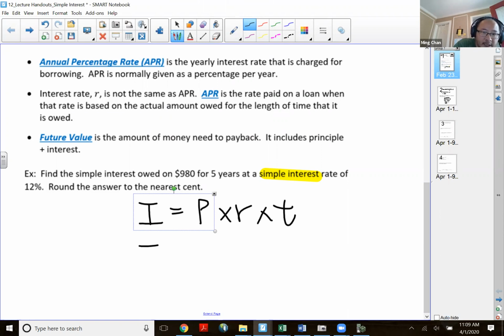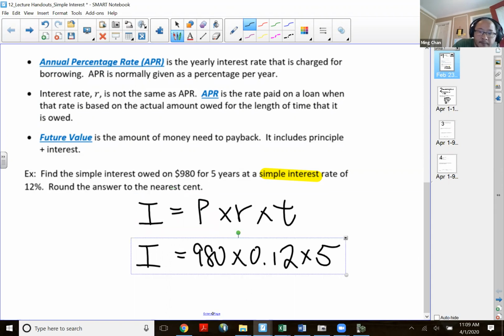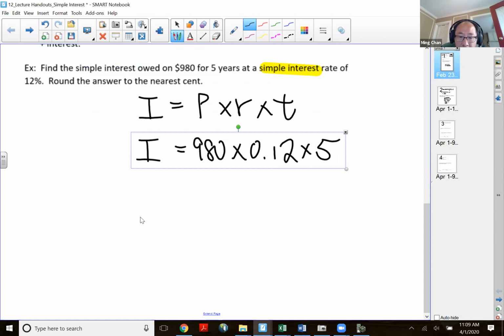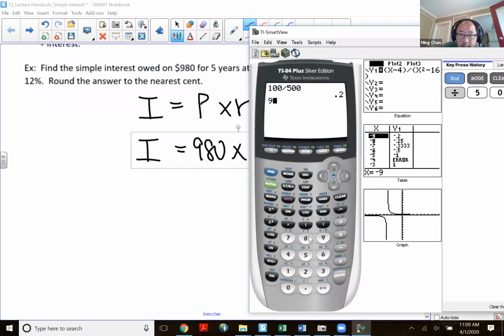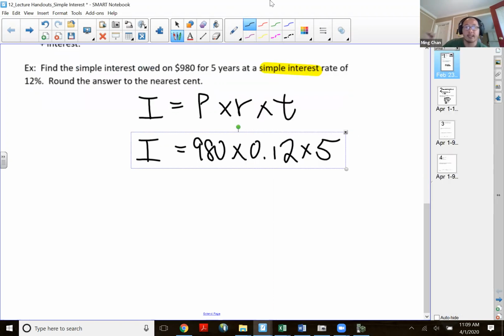All right, so I need to find out how much interest. That will be principal $980 times interest rate 12%, which is 0.12, times time, which is 5 years. So if I put out my calculator here, 980 times 0.12 times 5 years. My total interest I will need to pay back is $588. So this answer is representing just the interest, okay?